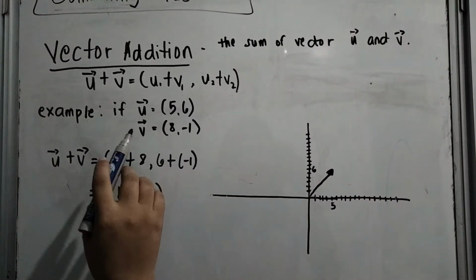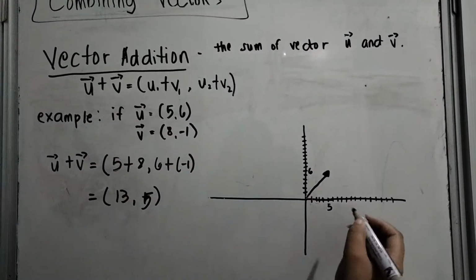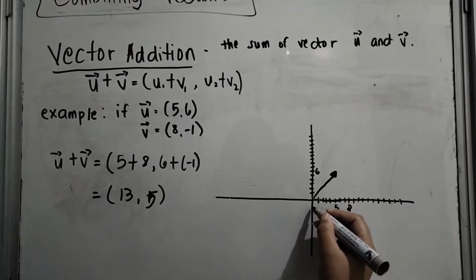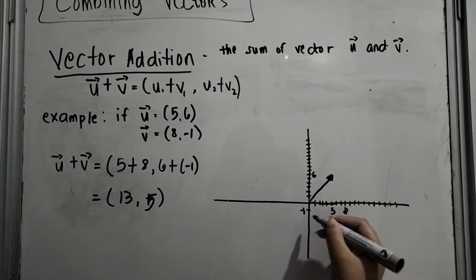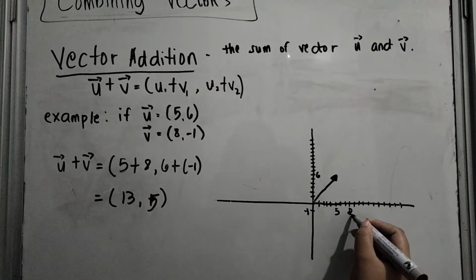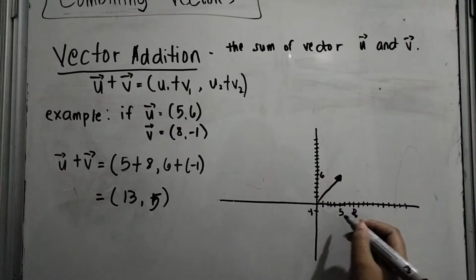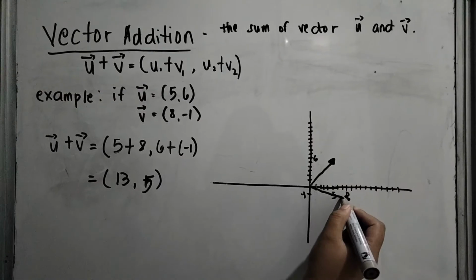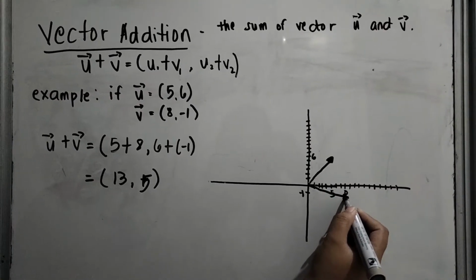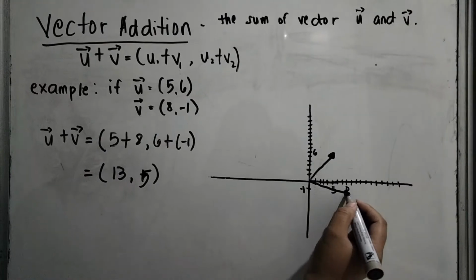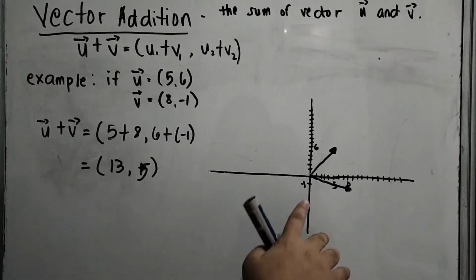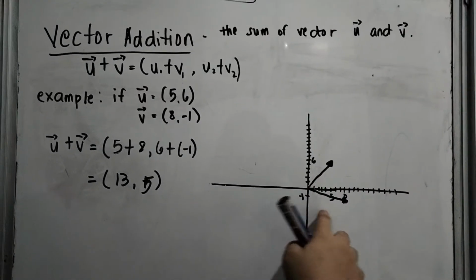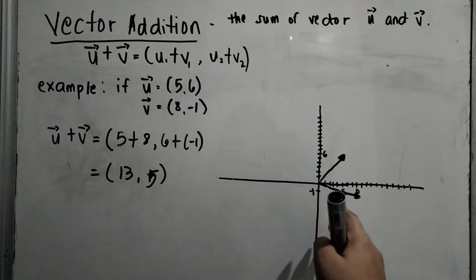Ngayon naman yung vector of v, 8 and negative 1. So, yung 8, 5, 6, 7, 8, negative 1, dito sa baba, negative 1. So, yung dots is nasa dito. Mag-start ulit sa origin, papunta dun sa dots. Yan. Ngayon naman, meron na tayong 2 vectors or 2 lines. Ngayon, kukunin natin yung pag pinag-add itong dalawang to.